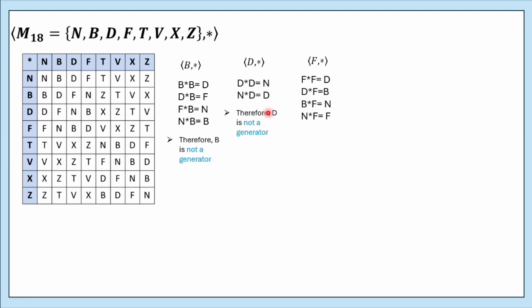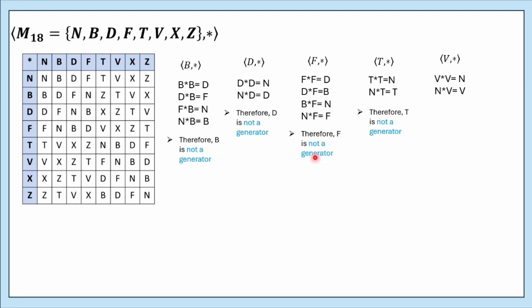For F, we have F star F is equal to D, star F is equal to B, star F is equal to N, and N star F is equal to F. Since F failed to generate all the elements of the set, F is not a generator. For T, we have T star T is equal to N, and N star T is equal to T. Since T failed to generate all the elements of the set, T is not a generator.